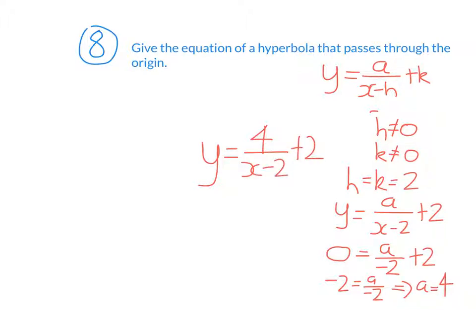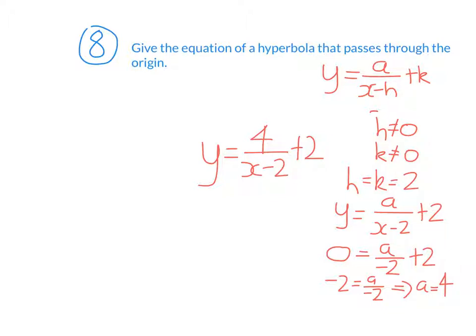So note, there are infinitely many solutions to this question. There'd be a different value for a if I chose different values for h and k. So basically, for every value of h and k, every set of values I choose for these, there will be a different a value. And that's why there are infinitely many solutions.